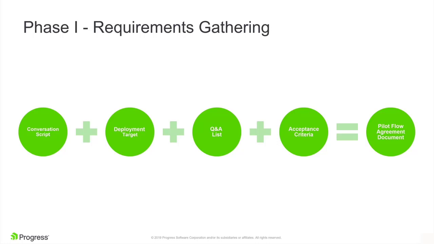After that, we investigate different deployment targets. You can deploy your chatbot to an Alexa device or to a web page or use Facebook Messenger. So in here we would figure out which deployment target would work for you given the time frame of the pilot, which is up to 1 month. Then we will come up with the acceptance criteria, which is basically a compilation of your actual business requirements. And all of that will be finalized in a pilot flow agreement document.